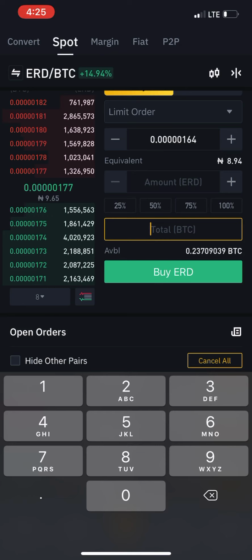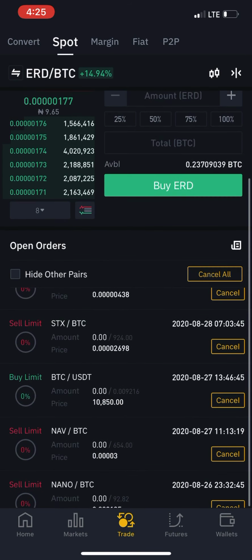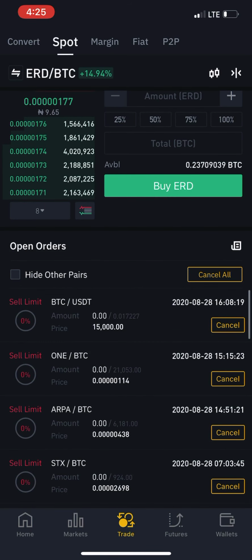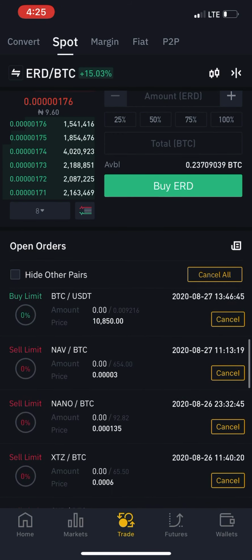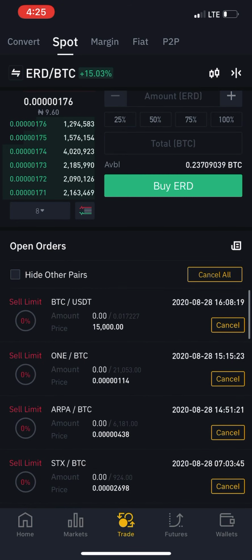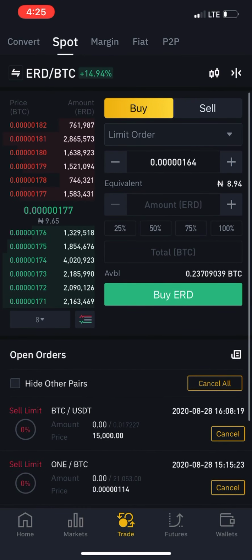your open orders. So you have to always check your open orders. Once the order that you placed disappears, you will notice that the market has already been bought. If it disappears on the sell side, I will know that the market has already been sold. So now let's move up to the sell option.